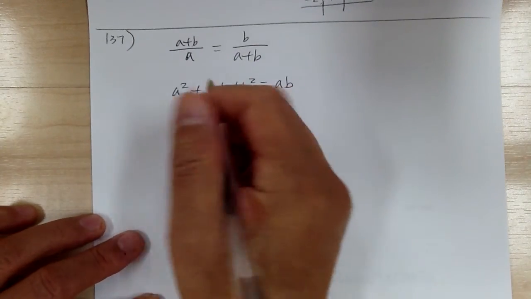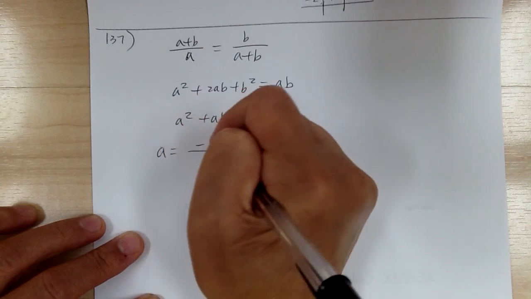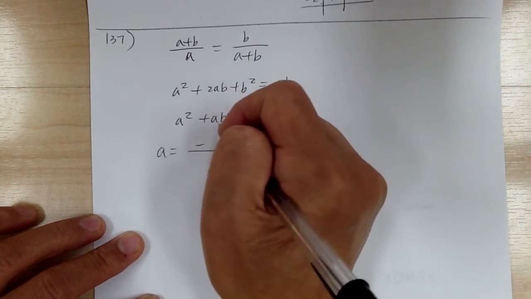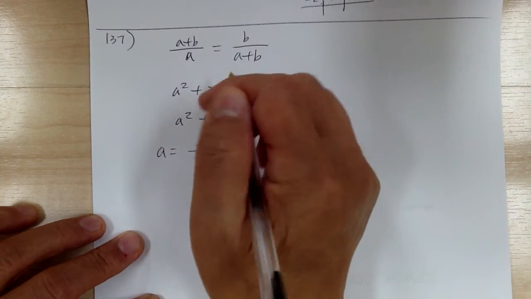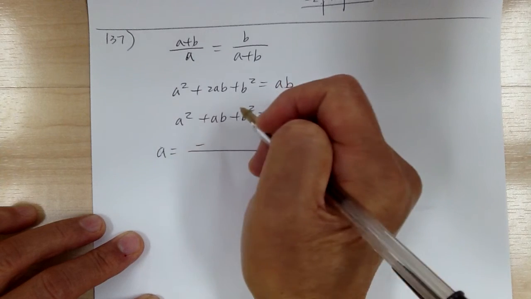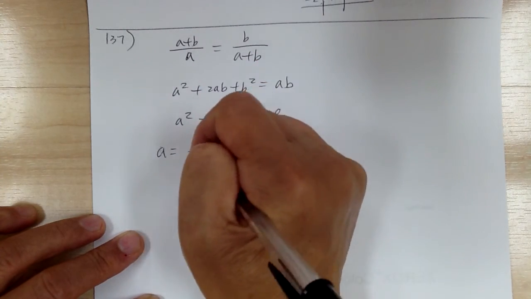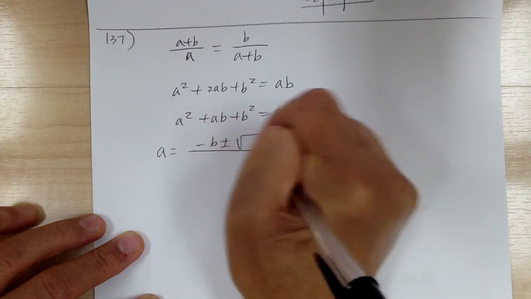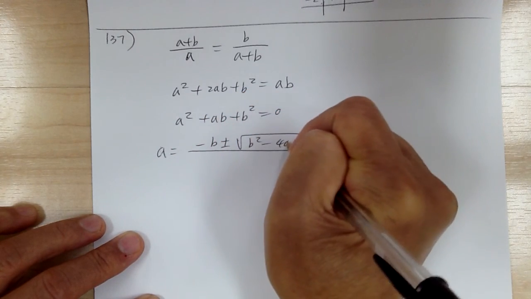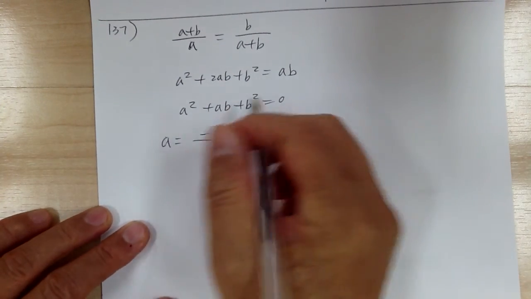And you apply the quadratic formula. So a equal to negative b. The quadratic formula is x equal to negative b plus or minus the square root of b squared minus 4ac, over 2a. So that's your formula, right?